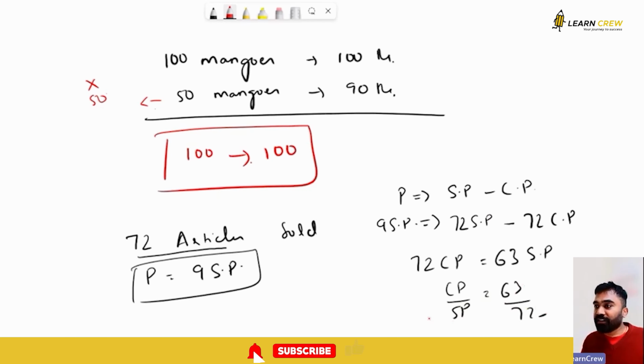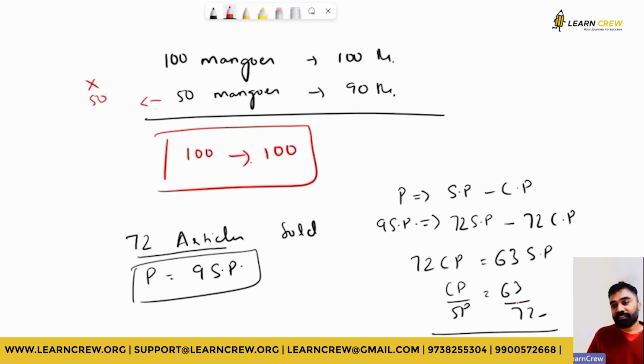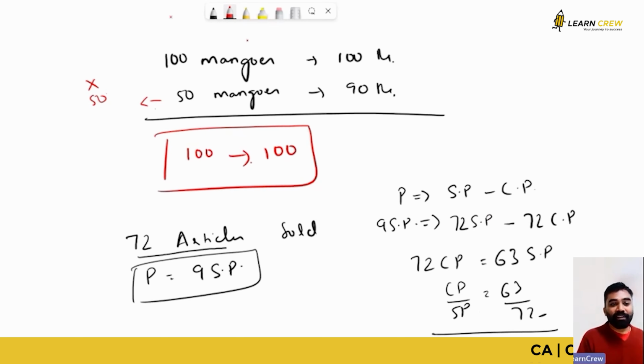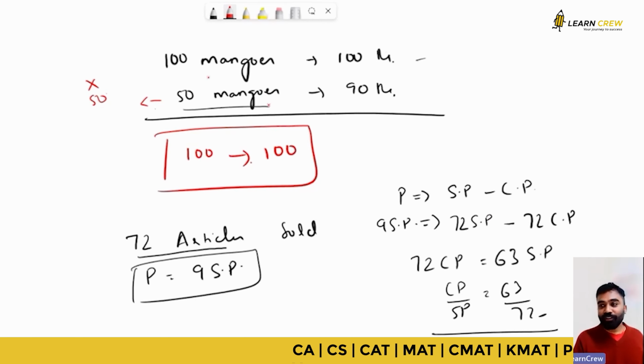Now can you calculate the profit percentage? What's the profit? 9. So 9 divided by 63 into 100. What's the answer? 14.2. That's what I said. No, 100 mangoes you got. You sold 50.